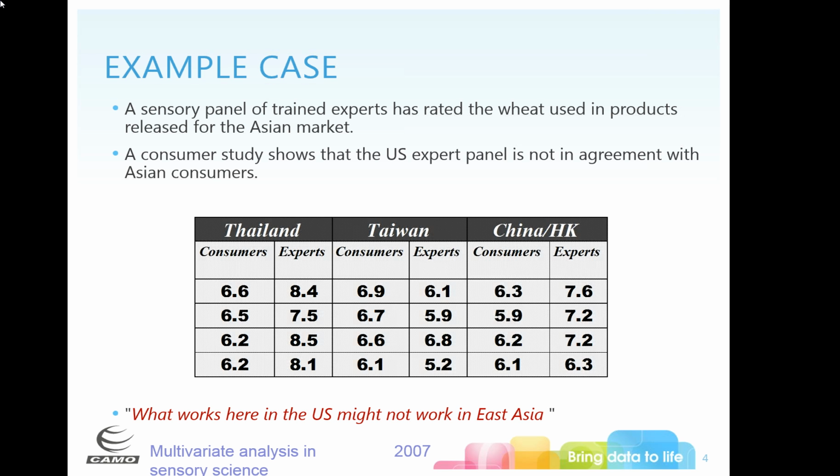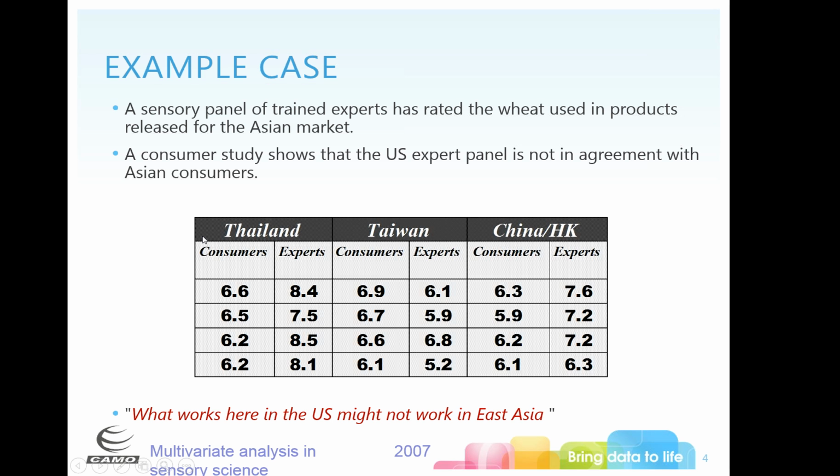So here's an example case. There was a sensory panel of experts that rated wheat used in products that we were planning on releasing in the Asian market. And the experts show that the U.S. panel experts are actually not in agreement with Asian customers. As you can see, the experts rated these particular wheats relatively high, and especially in Thailand, you see there's a big discrepancy between the consumers and the experts.